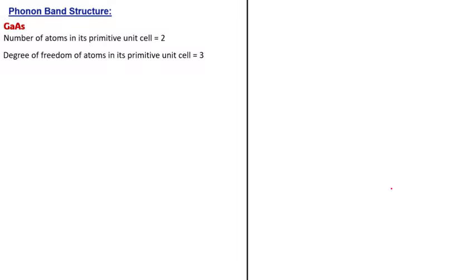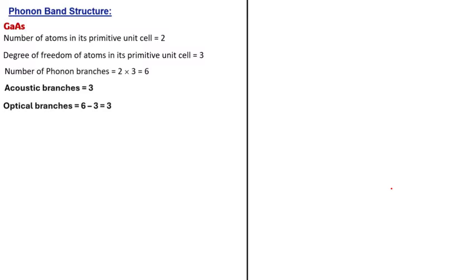Now, if you consider a 3-dimensional lattice, for example, gallium arsenide, the number of atoms in its primitive unit cell is 2. The degree of freedom of the atoms in its primitive unit cell is 3. So, the number of phonon branches will be 2 cross 3, that is 6. Number of acoustical branches would be 3. Number of optical branches will be 6 minus 3, that is equal to 3.